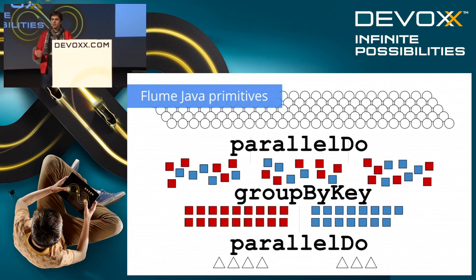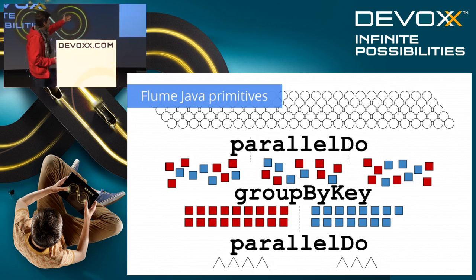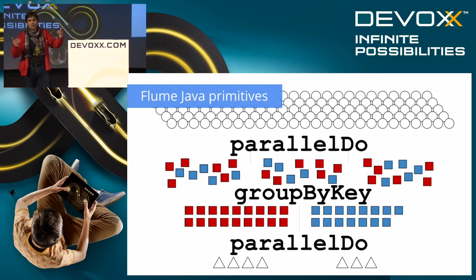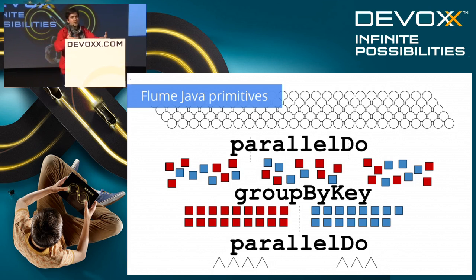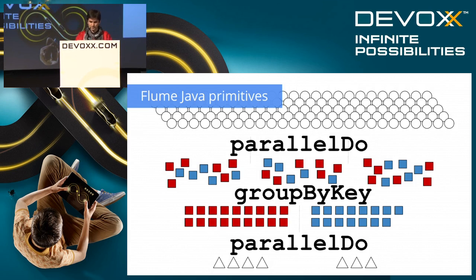They work on parallel collections, and if you look here at the intermediate stage, after group by key, I have a collection that here happens to have 2 elements, which are groups of elements with the same key. So that's a parallel collection. Parallel do does something on it in the same way as parallel do does something on the initial data.